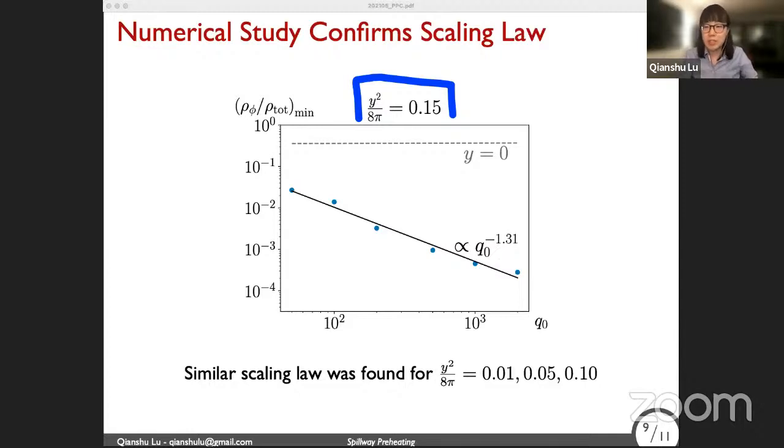But this shouldn't be surprising because, as I said, the Q0 to the -2 was derived from a simplified linear regime analysis. Through numerical studies, we found that even though the exponent is different, the inverse power law scaling is still true. And the 0.01% residual inflaton energy density that I have been promising you is achieved at this point here, where Q0 equals 200. I have shown you a plot for this very specific value of Yukawa couplings, but a similar scaling law was also found for smaller values of the Yukawa couplings with slightly different exponents.